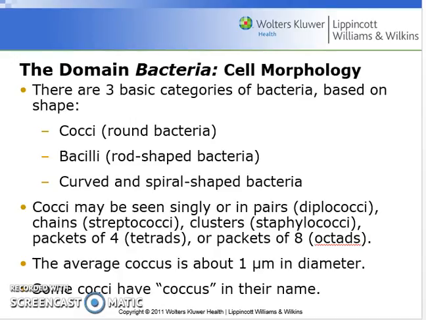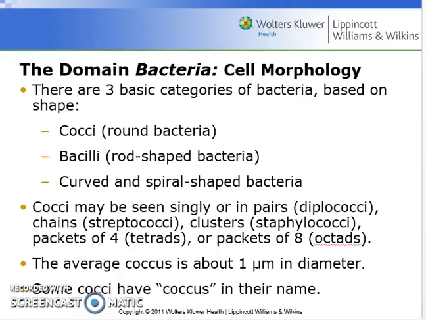You can have an arrangement of what's referred to as diplococci, which means you have two coccus cells that are together. You can have streptococci, which would be a chain of bacterial cells all joined together, or a cluster of bacterial cells, which would be called staphylococci. There's also a tetrad structure, and then an octad structure, among other structures that are out there.